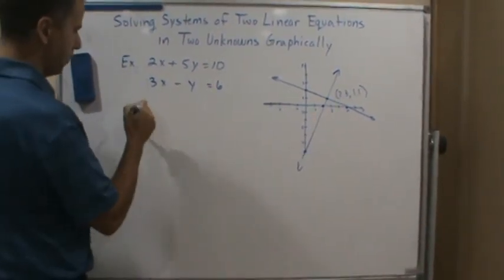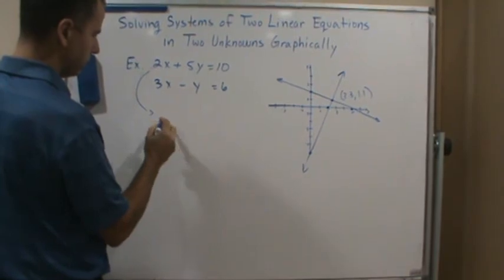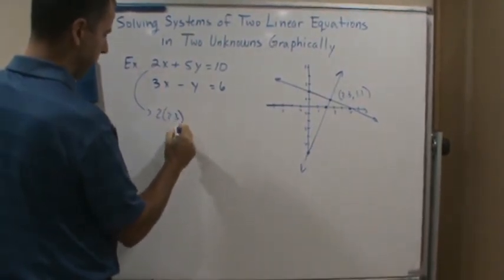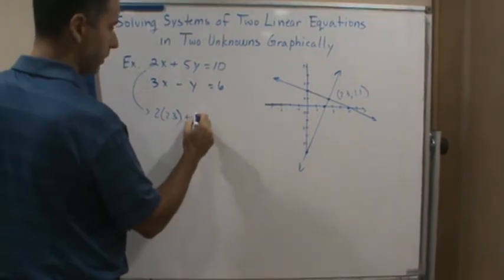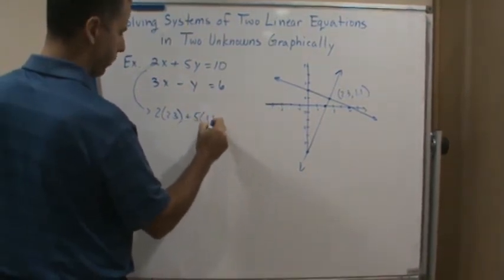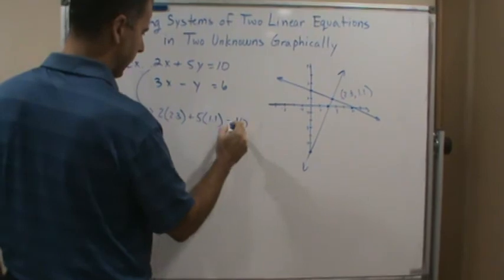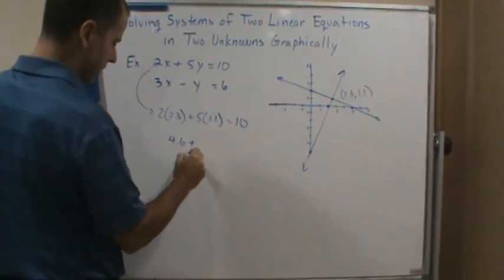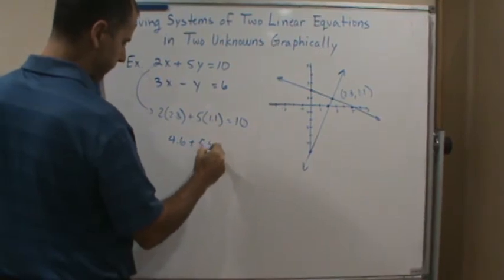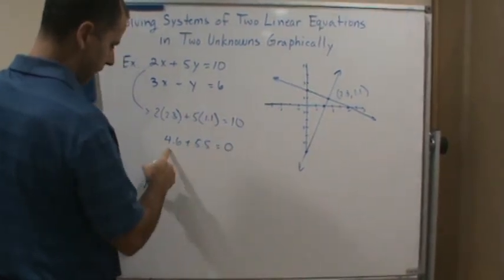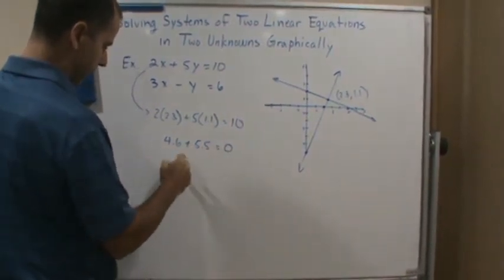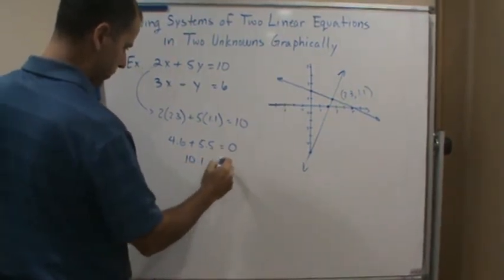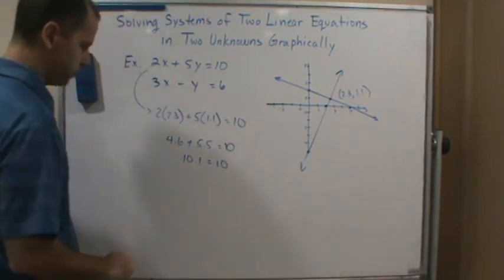So if we put in 2.3 for x and 1.1 for y, that's going to be 2 times 2.3 plus 5 times 1.1 equal to 10. And so here we get 4.6 plus 5.5. And on this side, what do we get? We get 10.1 is equal to 10, which is pretty close.